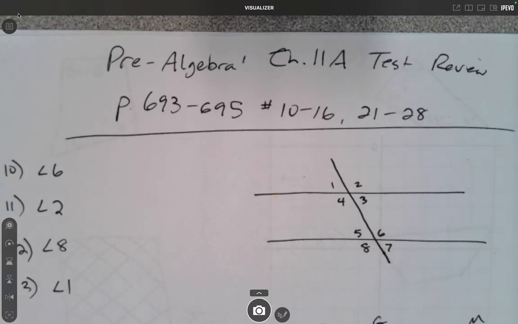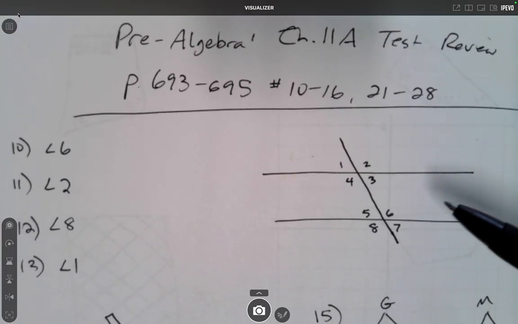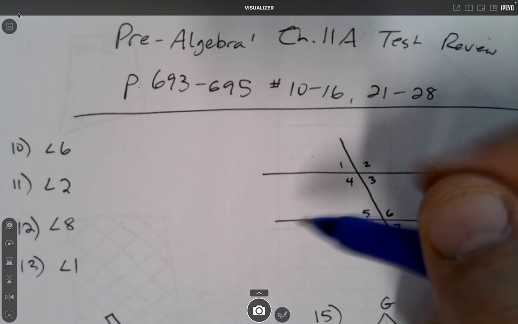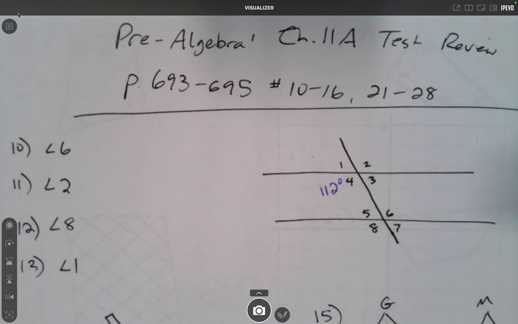Test review for pre-algebra, the first half-ish of chapter 11. We begin here looking at these 8 angles. Now they told us in the instructions that angle 4, I'm going to use blue to make it stand out easier, angle 4 is 112 degrees. So we know what that angle is equal to.